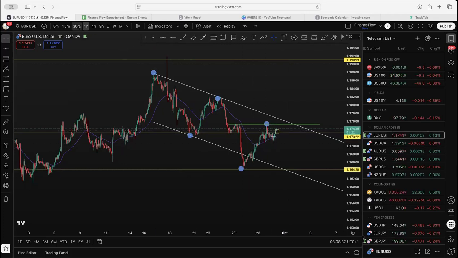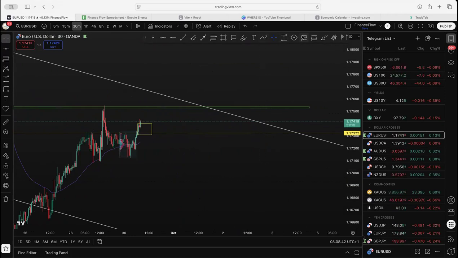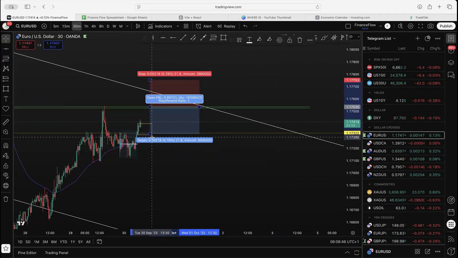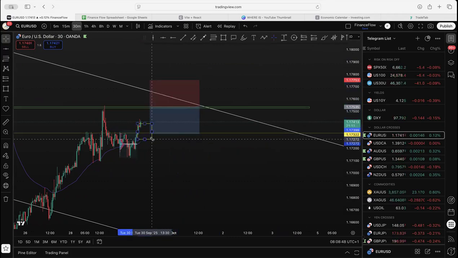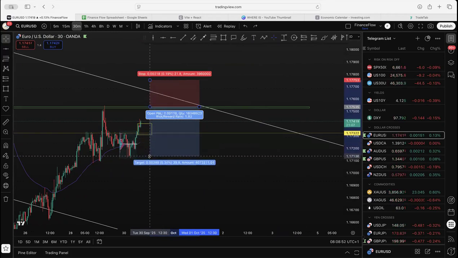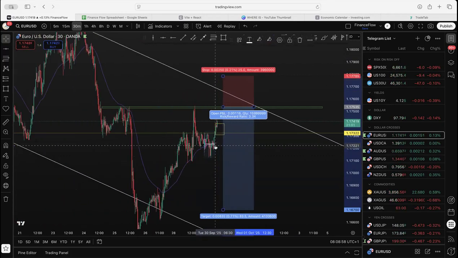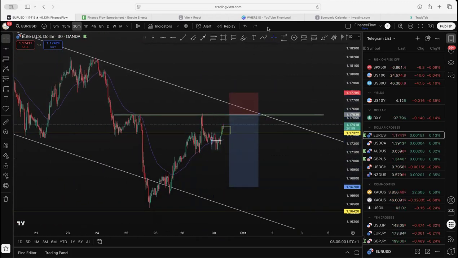So Euro USD is going to be also one which I am looking for here. I want to see a nice bit of rejection from here, and then I'd love to take it down here, have a really nice chunky trade. So that's what I'm looking for, potentially, on Euro USD. We just want to make sure, and we're going to mark this up as well.